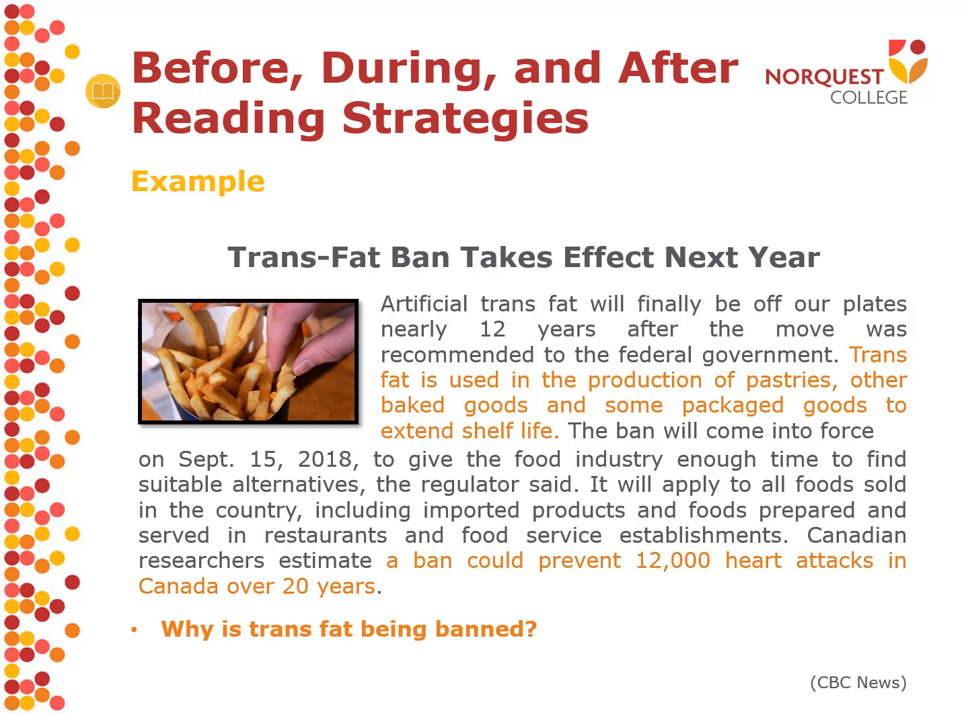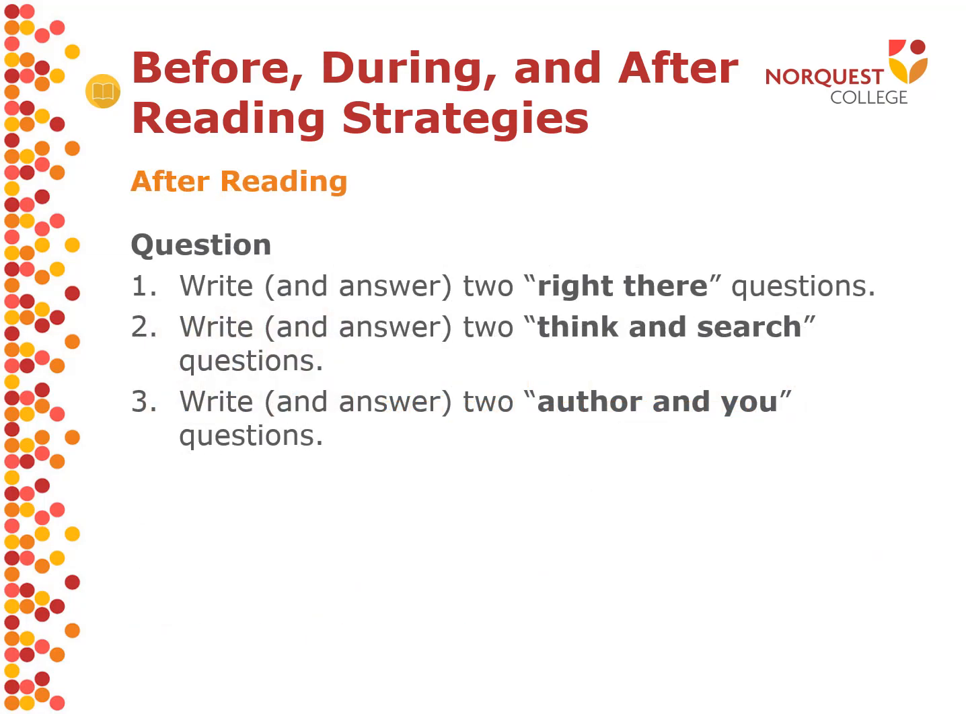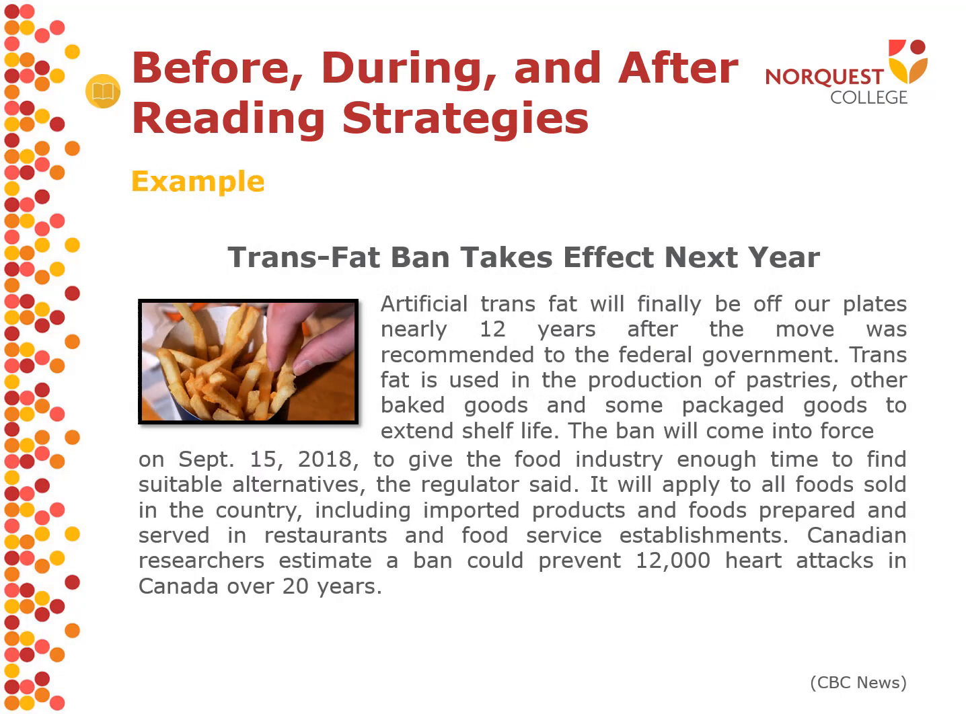Information I need to answer that are the fact that, well, it's used in the production of many of our baked goods, our pastries, our packaged foods, and banning it can prevent up to 12,000 heart attacks in Canada over 20 years. So, why is trans fat being banned? Because it's used in many of our foods, and banning it can prevent heart attacks. Finally, you can write and answer author and you questions. Now remember, an author and you question is one that takes information in the text and extends it to something you wonder about.